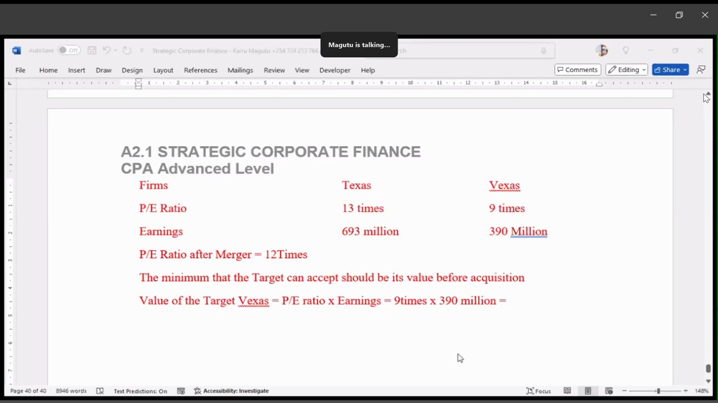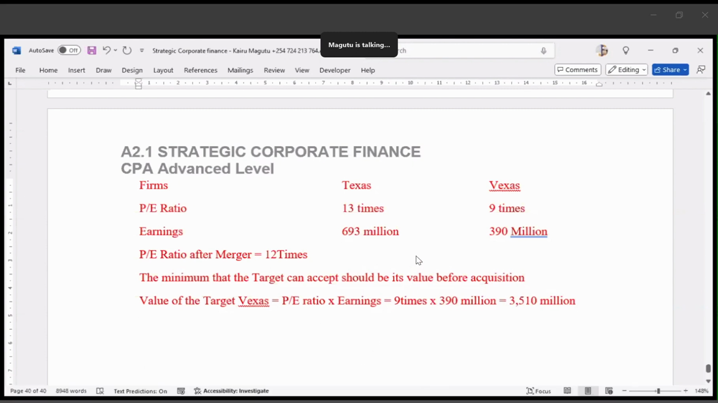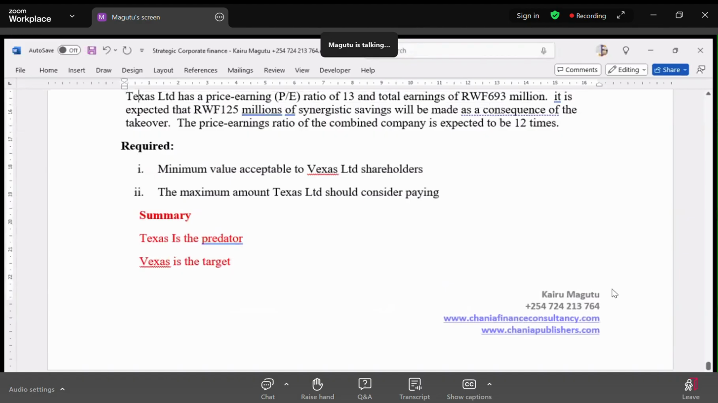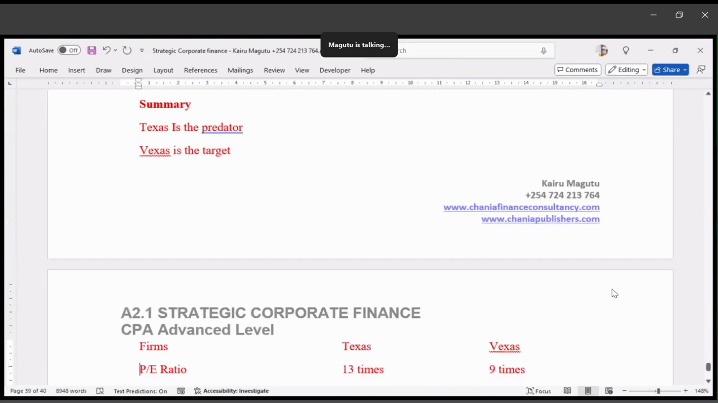Someone gives me 3510 million. That's what I see from the majority. So the minimum that the target can accept should be its value before the acquisition, and that is 3510 million. You cannot sell your entity below its value. The other question is the maximum amount Texas Limited should consider paying, the amount payable.